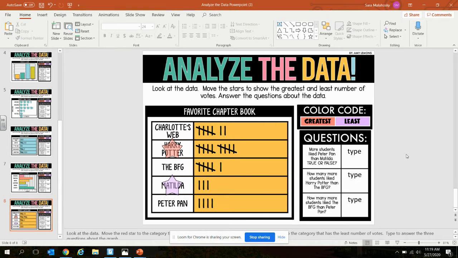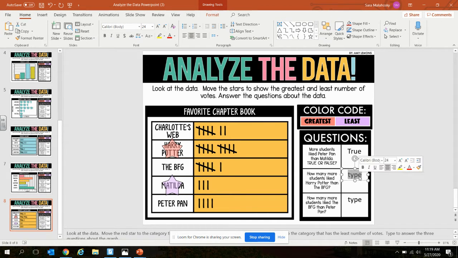So let's look at our questions. More students liked Peter Pan than Matilda. True or false? Well, let's see. Peter Pan had 1, 2, 3, 4. Matilda had 3. So that is true. More students did like Peter Pan than Matilda.